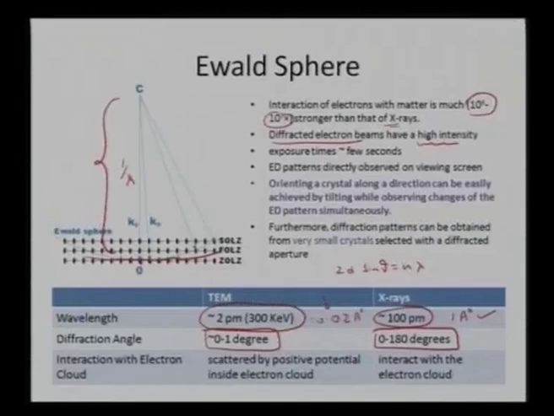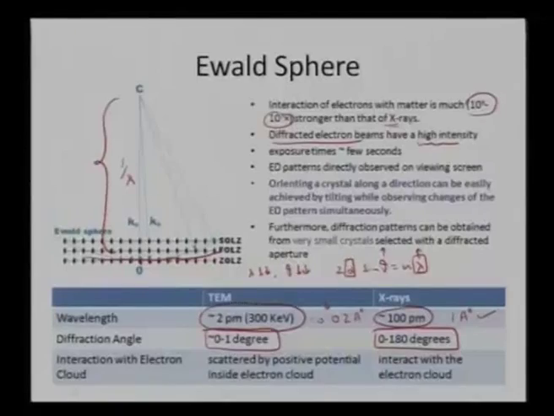So as soon as I start reducing my lambda, for a particular interplanar spacing, my theta also decreases with the decrease in lambda. So once I reduce my lambda to a very large extent, the diffracted spots will be very near, within a range of 0 to 1 degree. That tells me that I can get all my diffraction pattern within a particular tilt of a plane, which is only 0 to 1 degree along the beam.